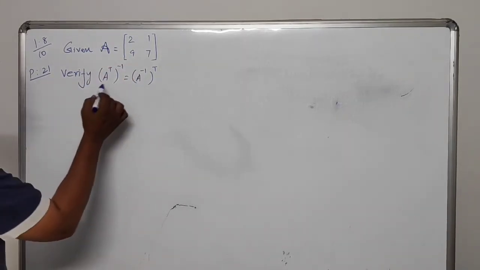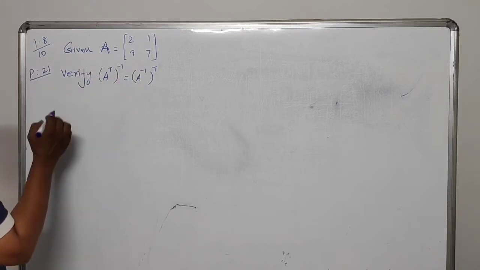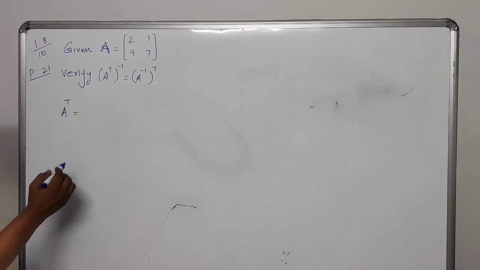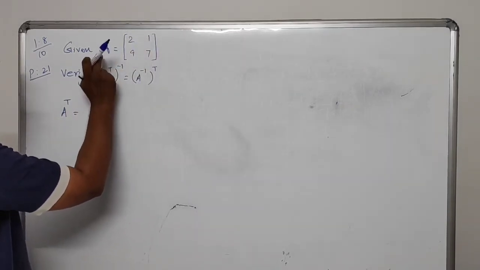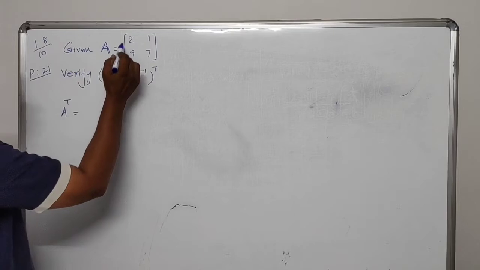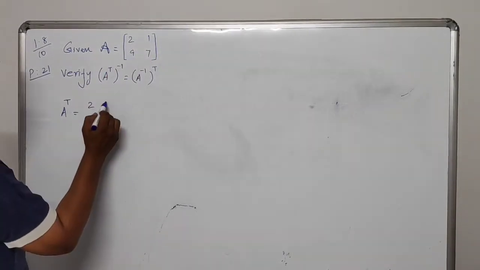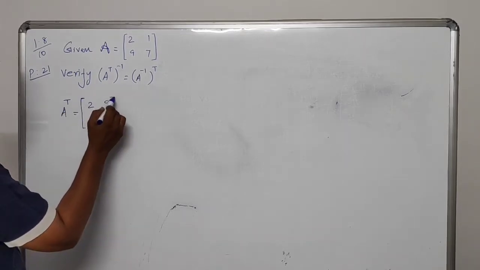First let us take the left hand side. On the left hand side we have to take the inverse of A transpose. Therefore first we can find A transpose. A transpose is equal to, we know very well, we have to interchange rows and columns of the matrix A. Therefore you can write it directly. The first row can be written as the first column: 2 1. Then 9 7. Now this is A transpose.